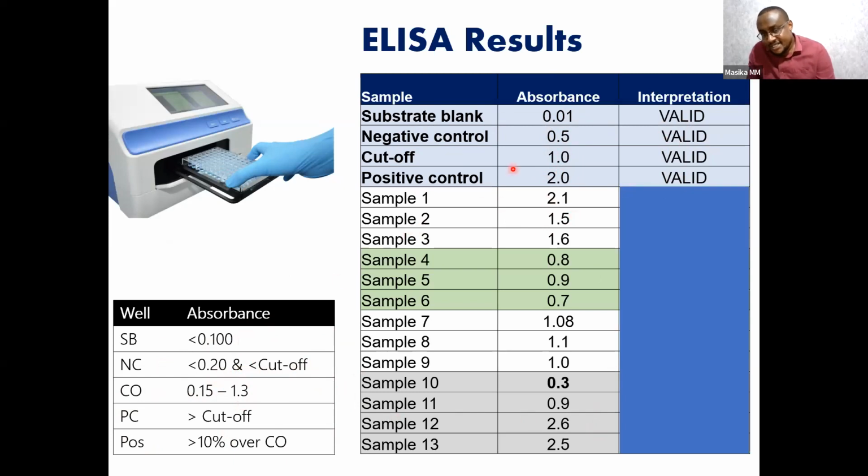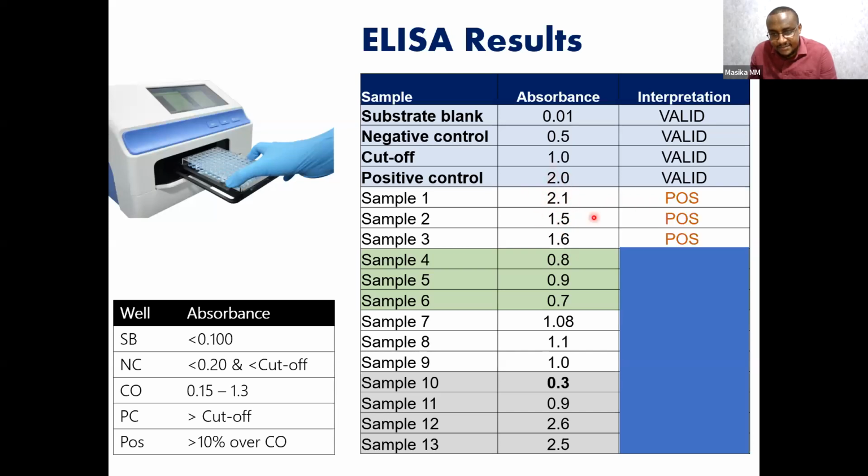The next lot is then different samples. Now I've just categorized them for you to understand. You can see the first one has fairly high values. If you compare with the positive control, these ones are actually around the same. And so we call them positive because they are more than 10% above the upper cutoff, which is good, clearly positive.